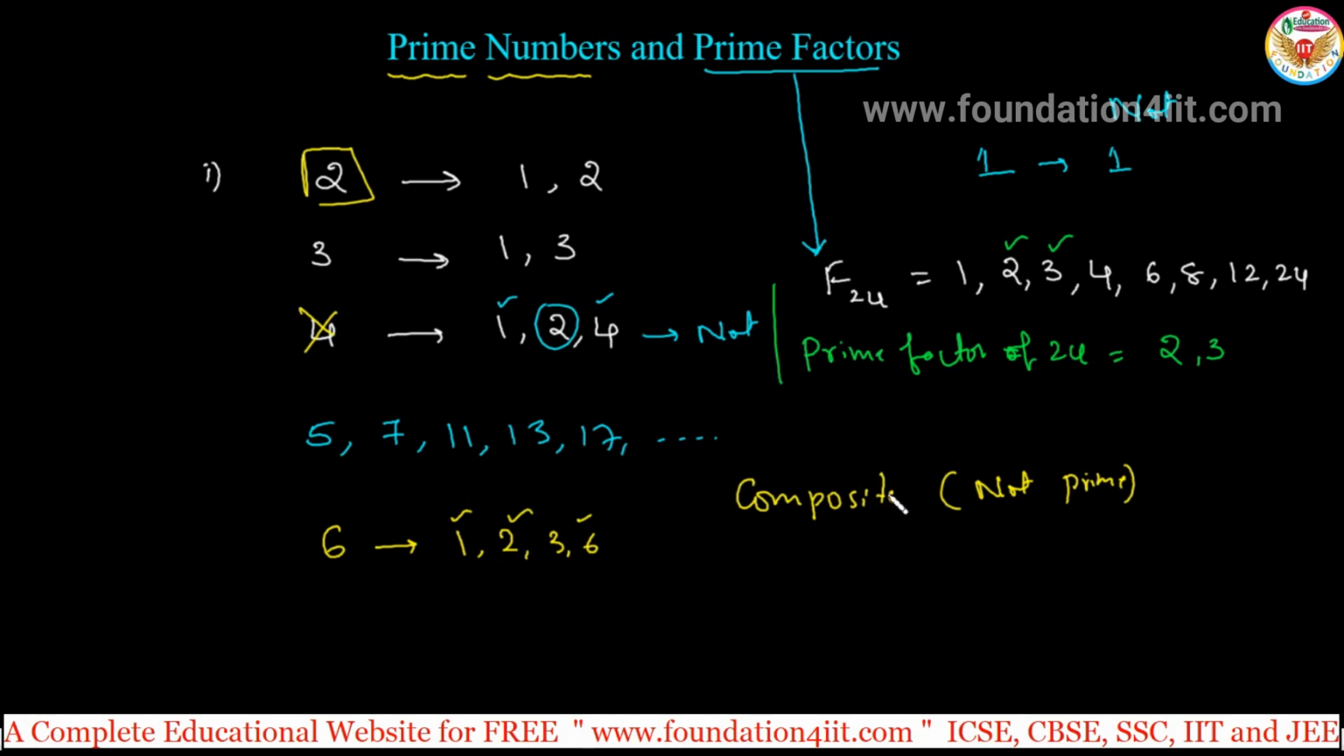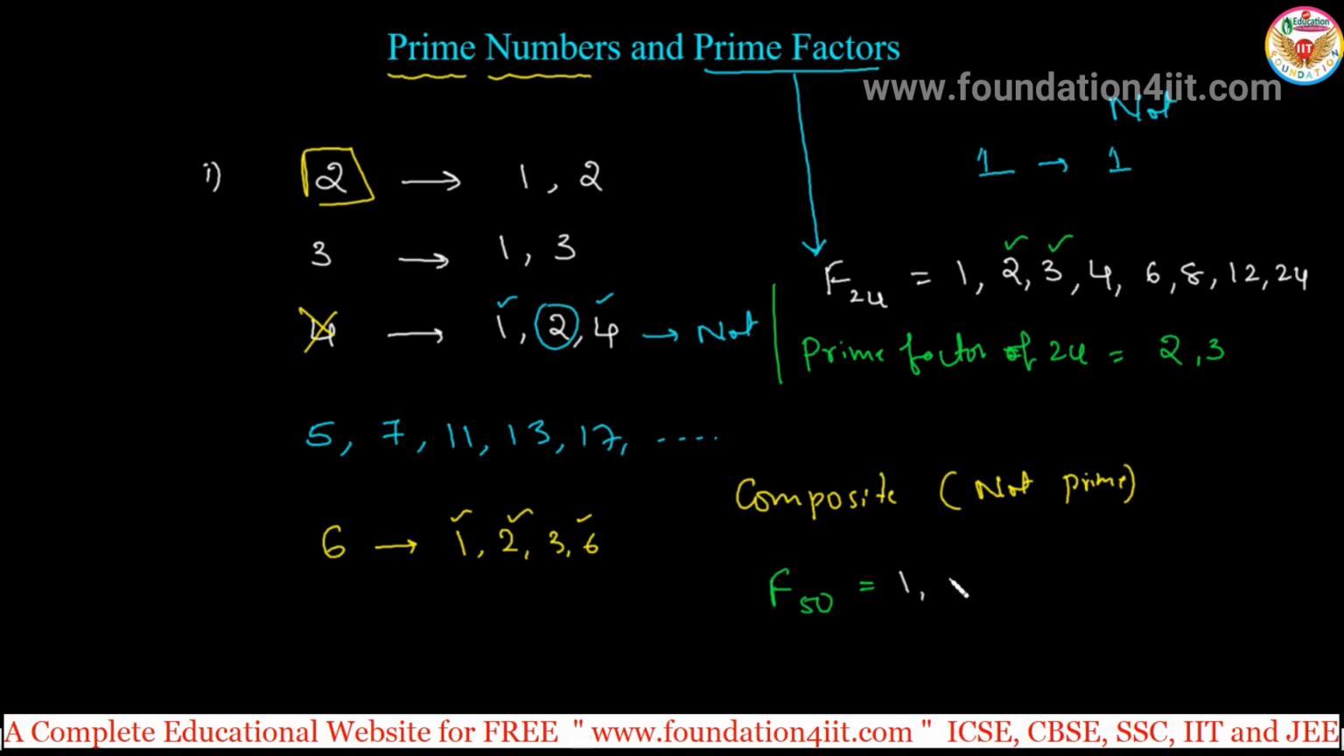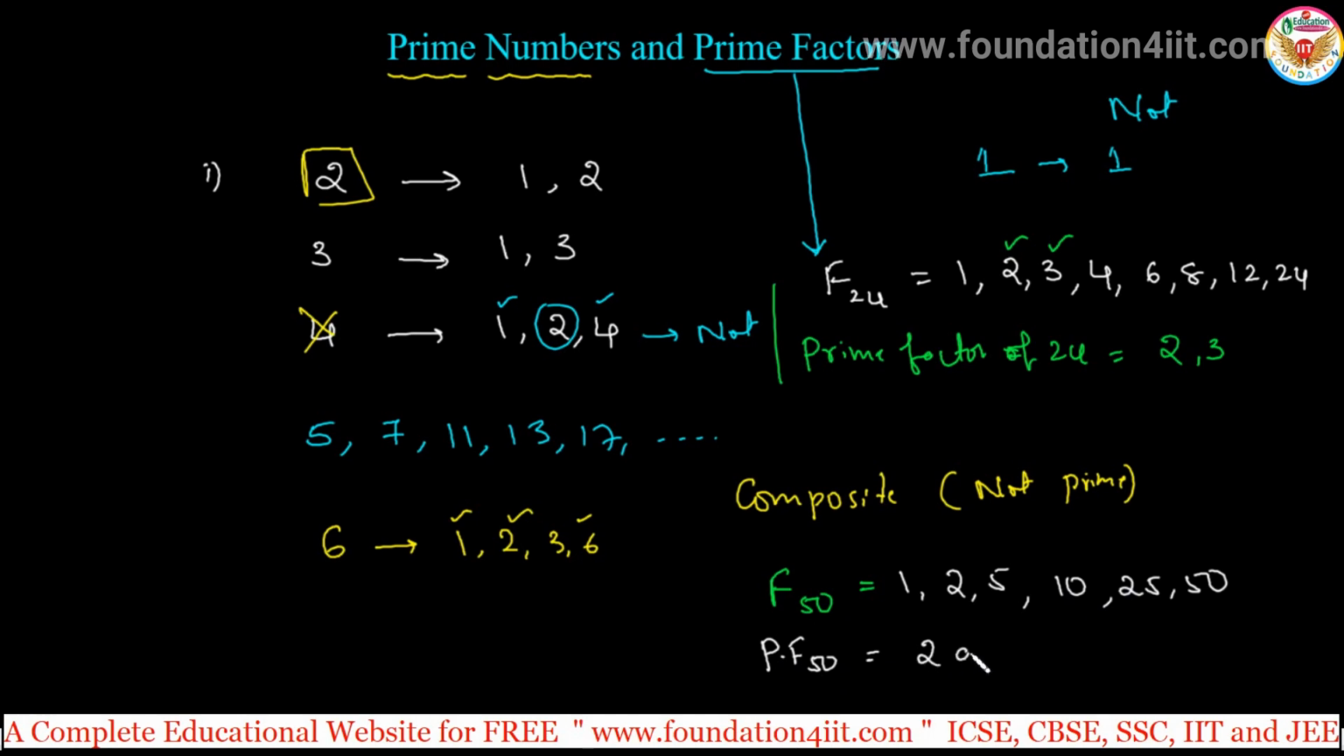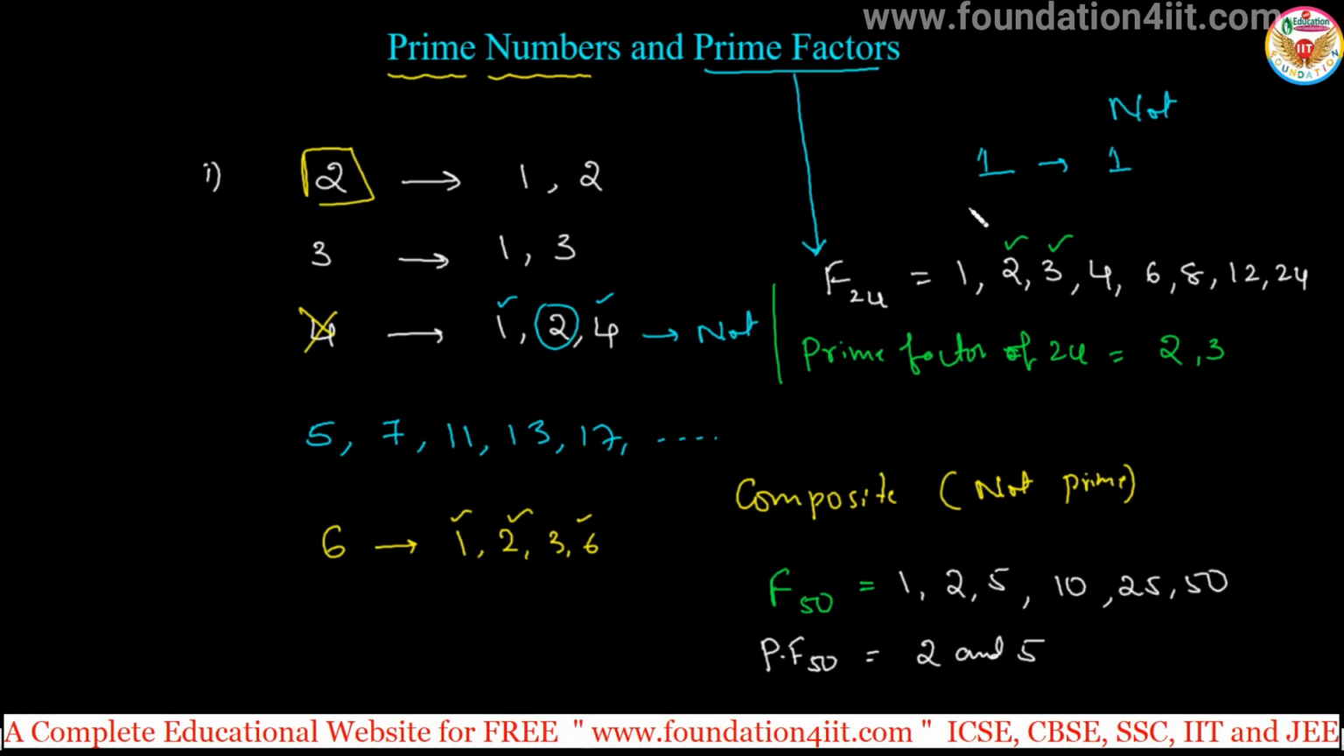Right? Same way, let us take 50. Factors of 50 are 1, 2, 5, 10, 25 and 50. Now prime factors of 50, I'm writing just P.F. In this, only 2 and 5, because 10, 25, 50 are not primes. Only 2 and 5 are the prime numbers. So from the factors, you just take only the prime numbers, they are the prime factors. Right?